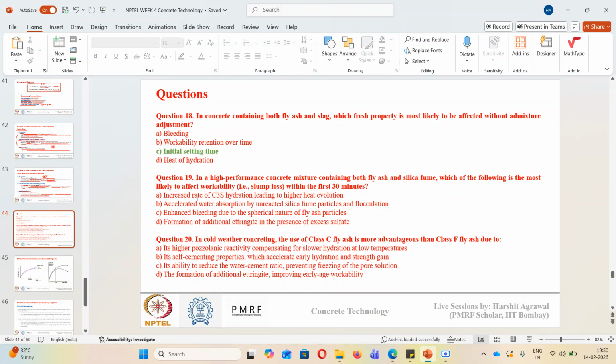In high performance concrete containing fly ash and silica fume, which of the following is the most likely to affect the workability within the first 30 minutes? So which properties of this combined system will affect the workability, slump loss within first 30 minutes?